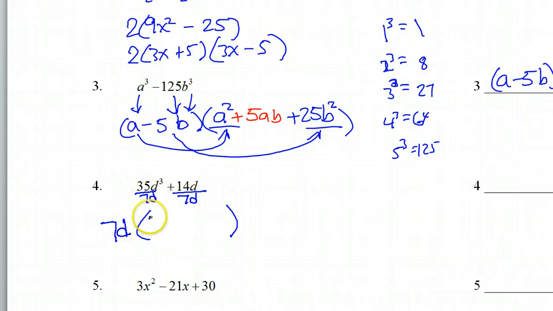35 divided by 7 is 5. D to the third divided by d is d squared. 14 divided by 7 is 2. And then the d's cancel. So I have this so far.